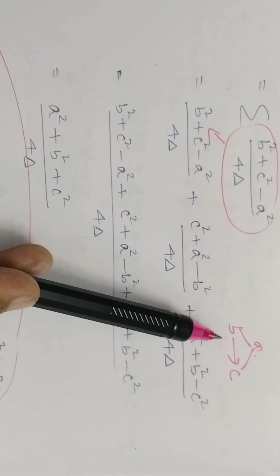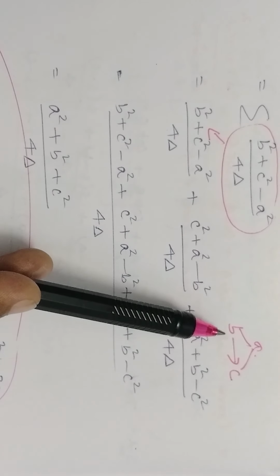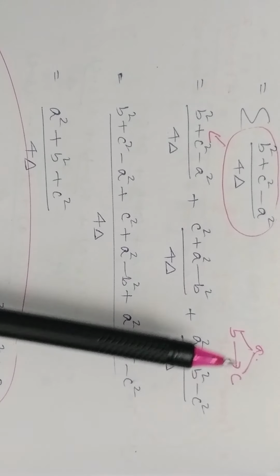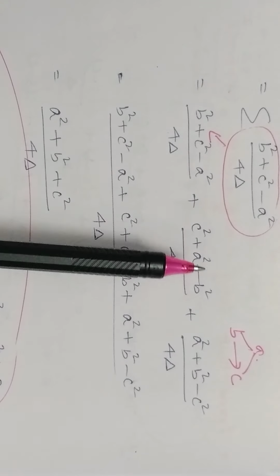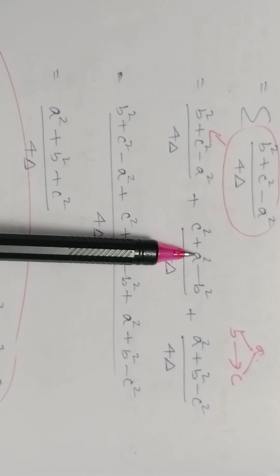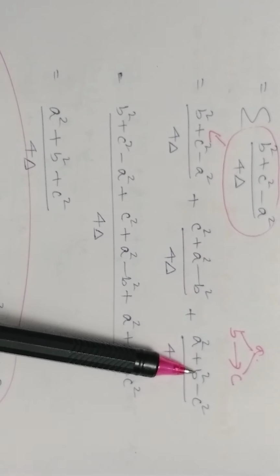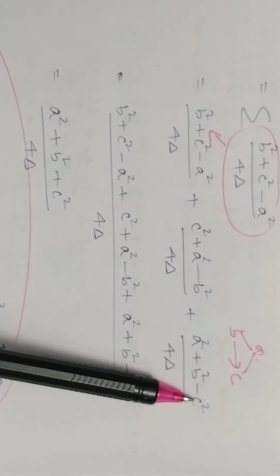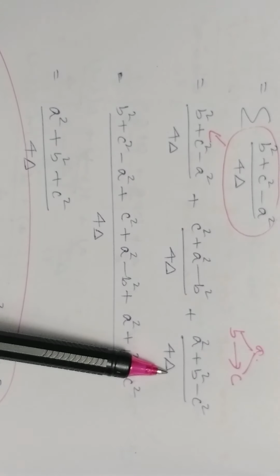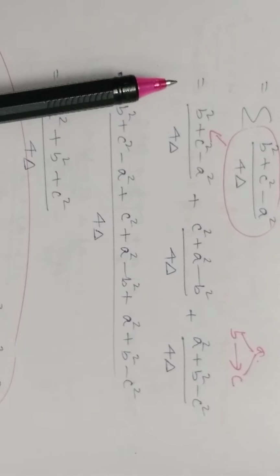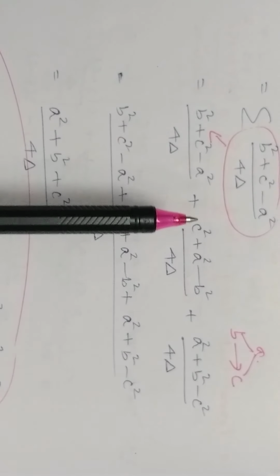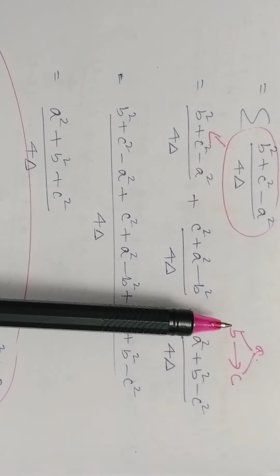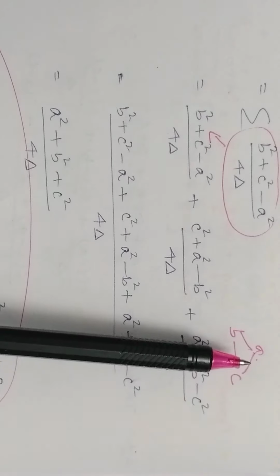This change is done only in the places of A, B, C. So C square is written as A square plus, in the place of A you have to write B, so B square minus, in the place of B you have to write C, so C square by 4 delta. So from the first term you write the second term, and from the second term you write the third term by replacing A as B, B as C, C as A.